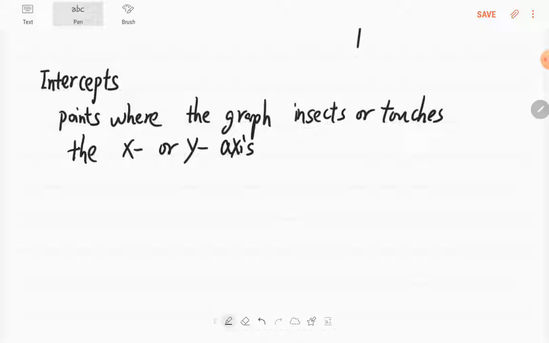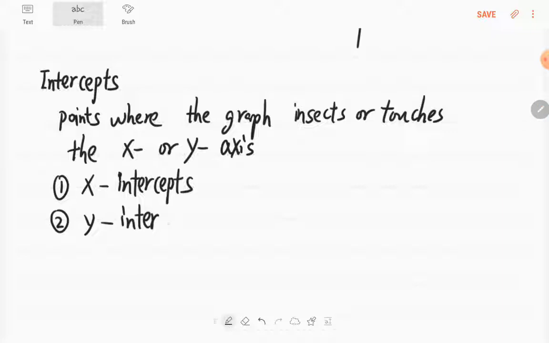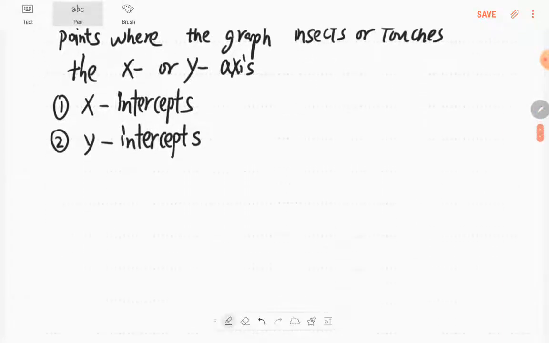So there are two kinds of intercepts. One is called the x-intercept, which is the points where the graph intersects the x-axis. And the second intercept is the y-intercept. These are the points where the graph intersects the y-axis.